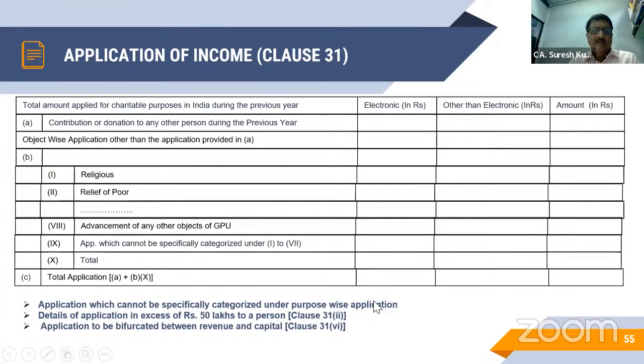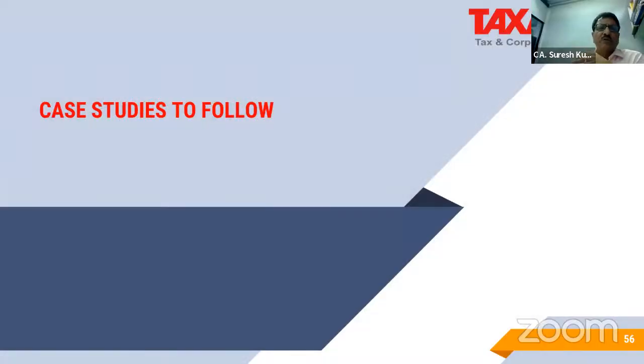Then application to be bifurcated into revenue and capital also, because here there is no segregation between capital and revenue. Total application has to be supplied purpose-wise, including revenue and capital. In a separate schedule, we have to mention how much is capital and how much is revenue. And then capital asset under section 11(1)(a). So these are the disclosure norms. Now the case studies to follow, Tarunji.